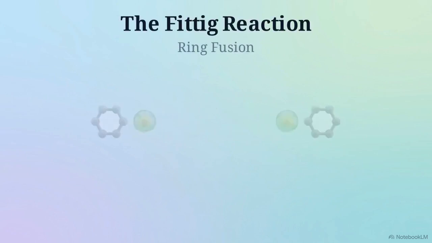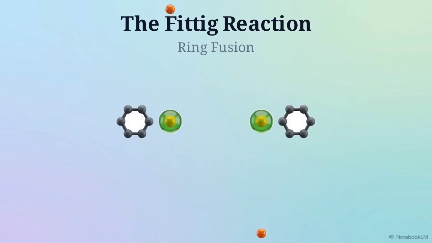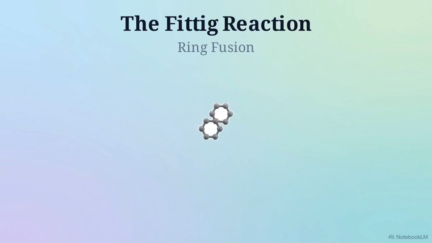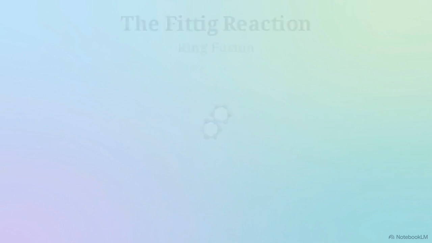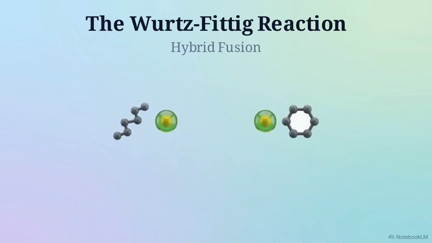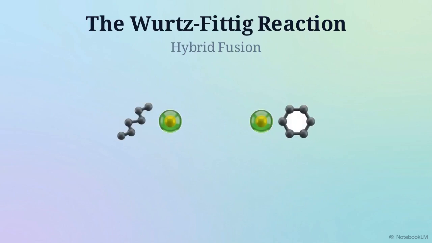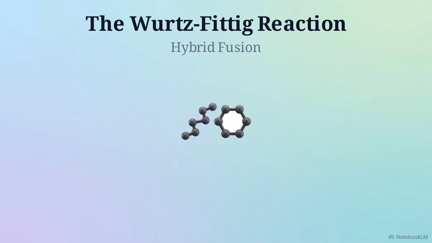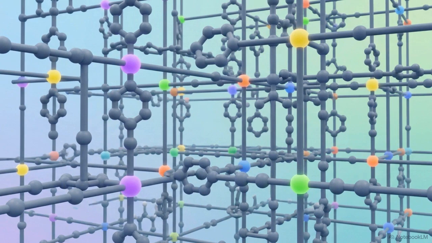The Fittig reaction applies this to haloarenes. Sodium removes the halogens and fuses two hexagonal benzene rings directly, creating a biphenyl structure. The Wurtz-Fittig reaction joins distinct carbon structures. By introducing one straight haloalkane and one halobenzene ring, the sodium removes both halogens, allowing the straight chain to graft directly onto the side of the aromatic ring. These methods allow for the expansion of molecular size, connecting isolated carbon fragments into larger frameworks.